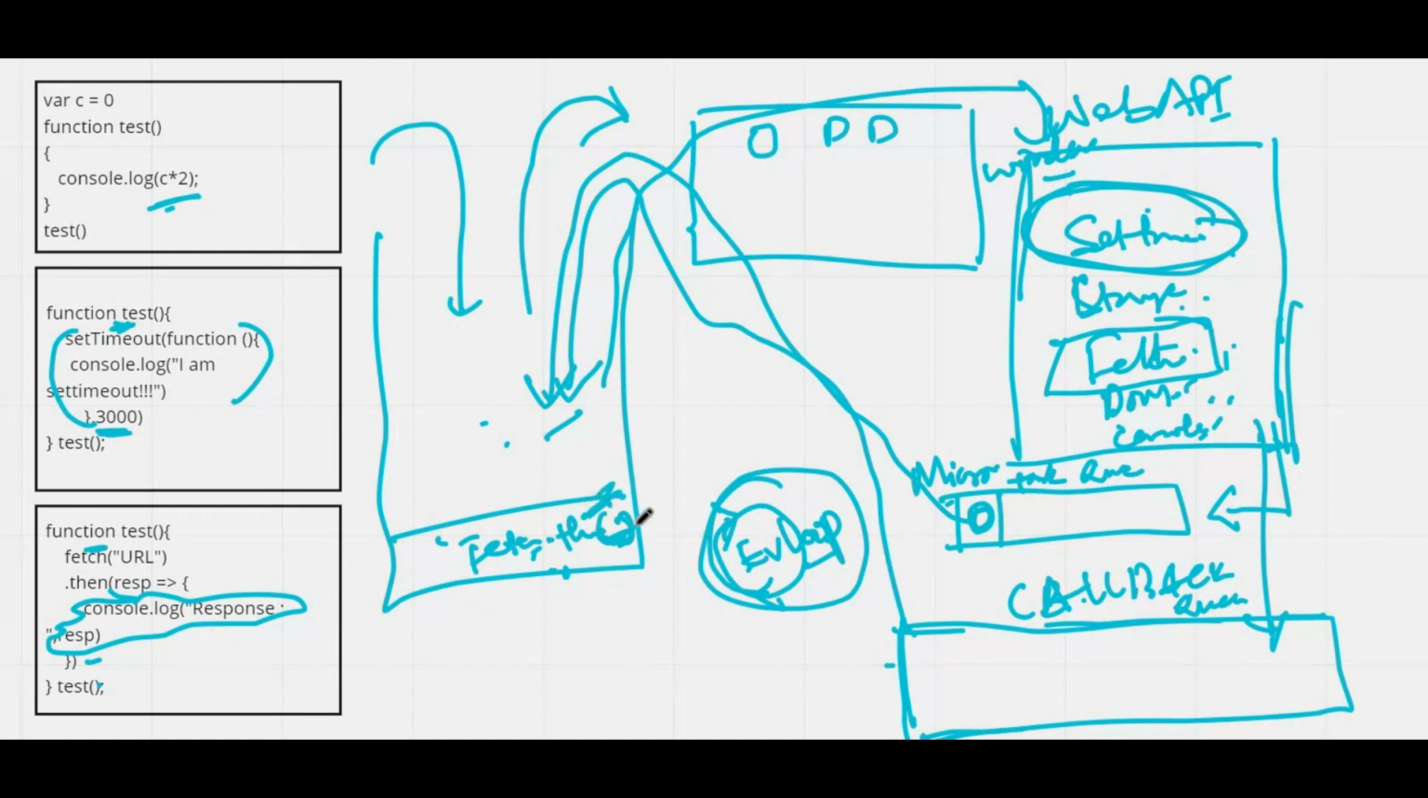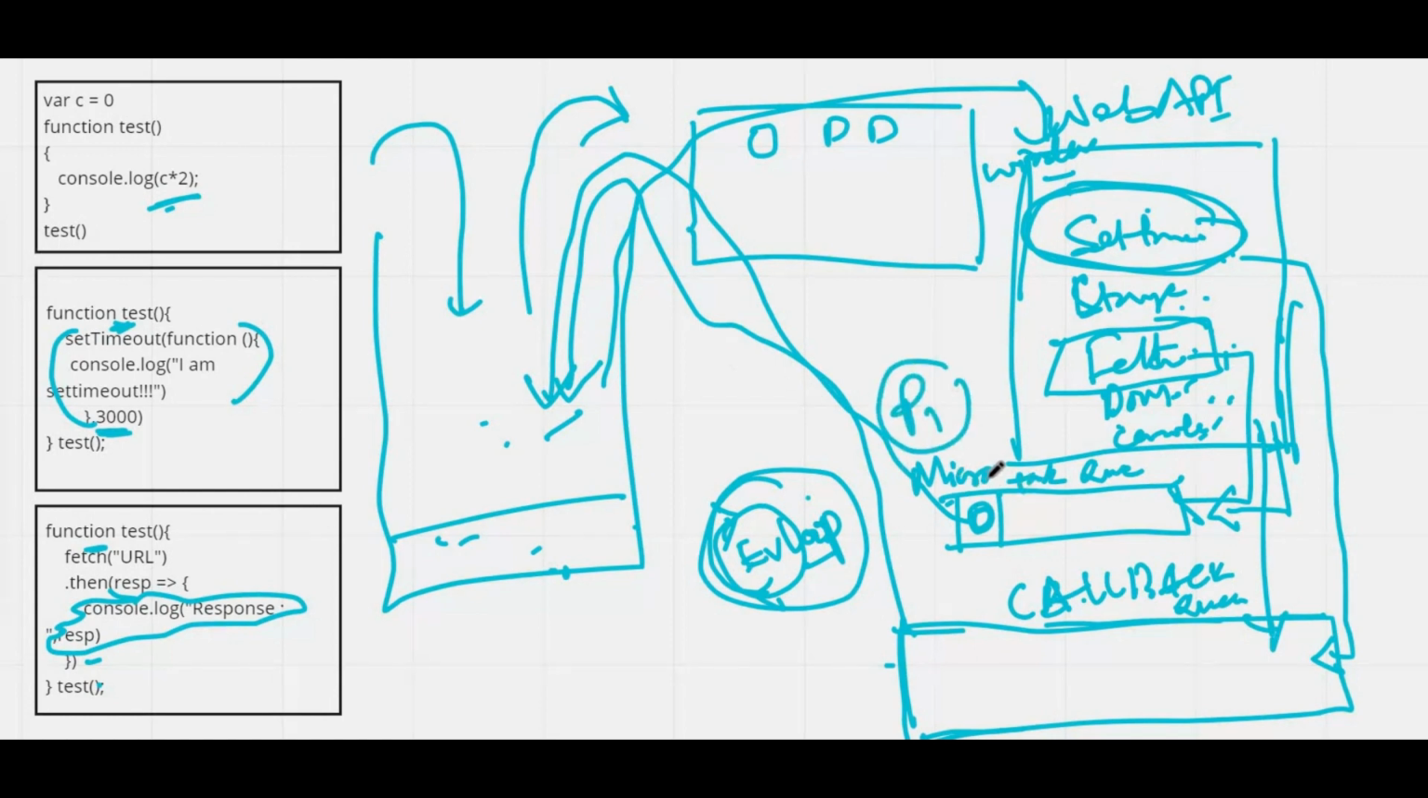Now, if we have a fetch and a set timeout, what will happen? Your set timeout will be pushed inside your callback queue, your fetch will be pushed inside your Microtask queue, and the event loop will check the call stack first. If there is nothing in the call stack, it will first give priority to the Microtask queue: priority 1 to the Microtask queue and priority 2 to the callback queue.